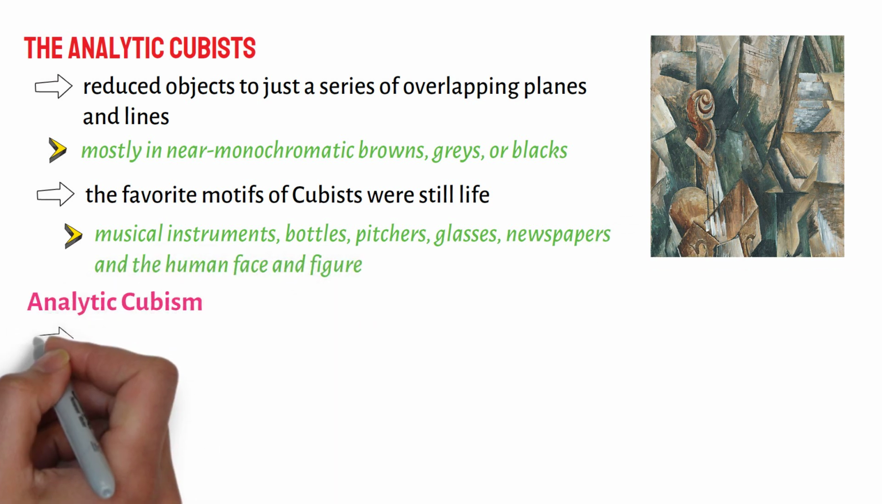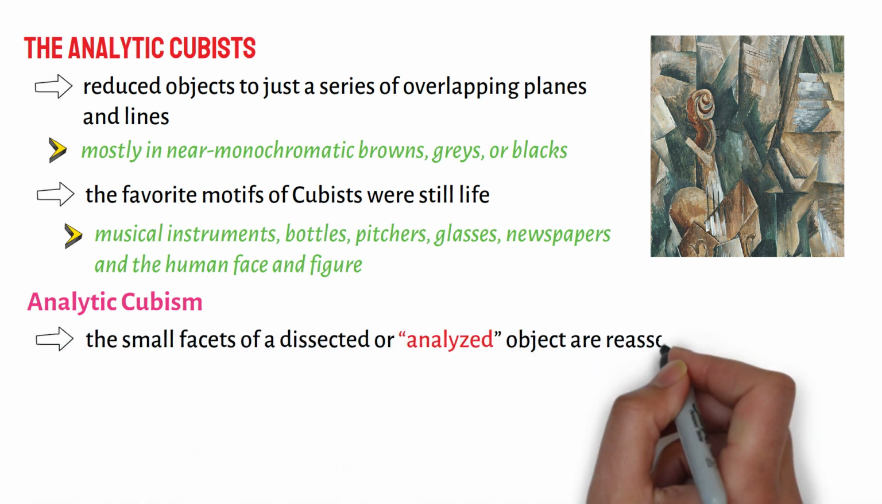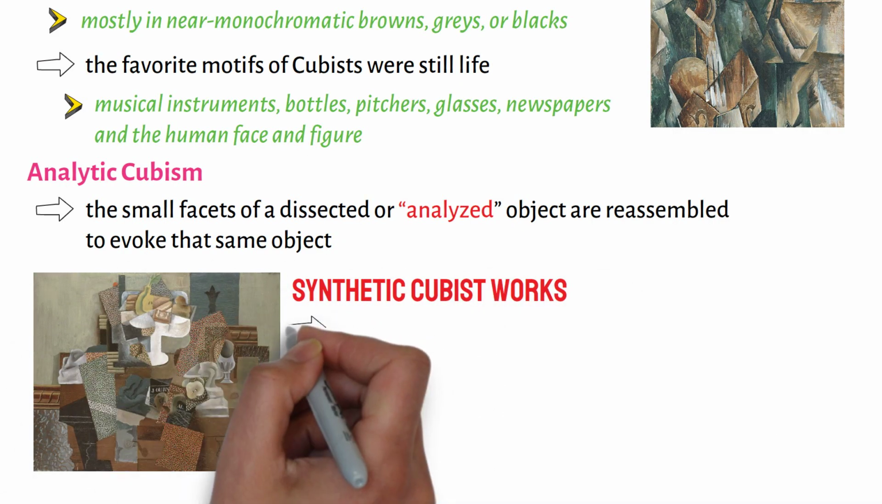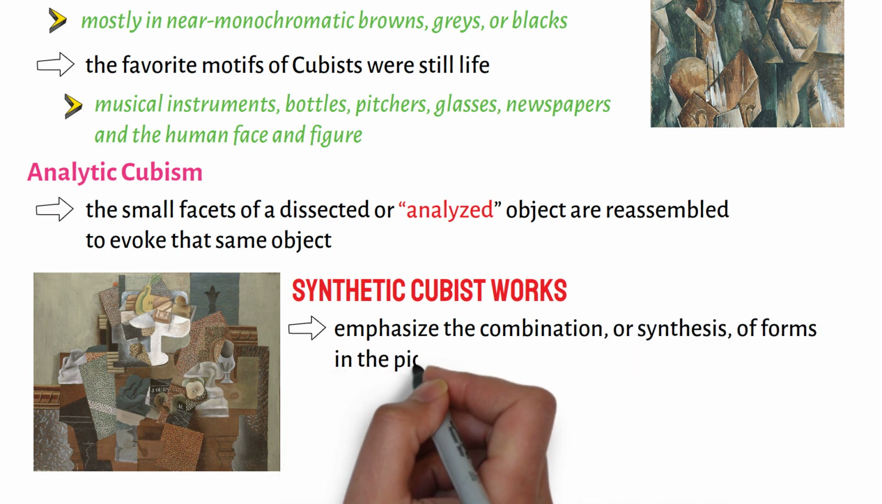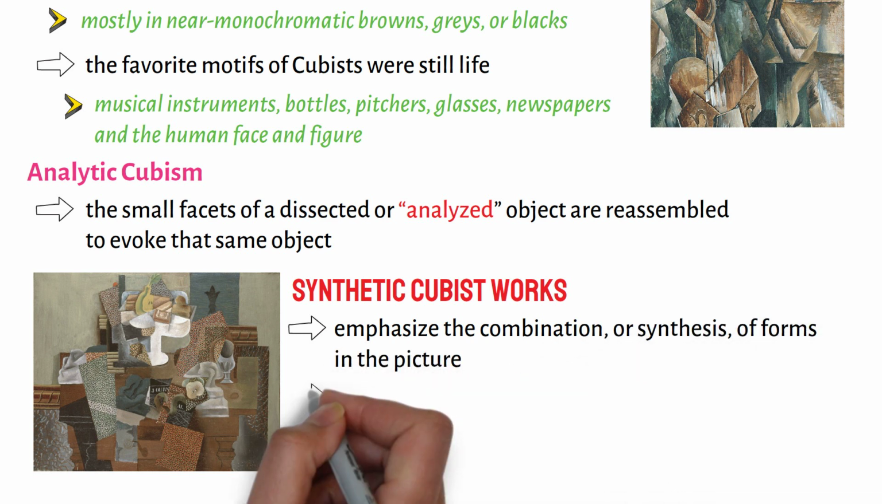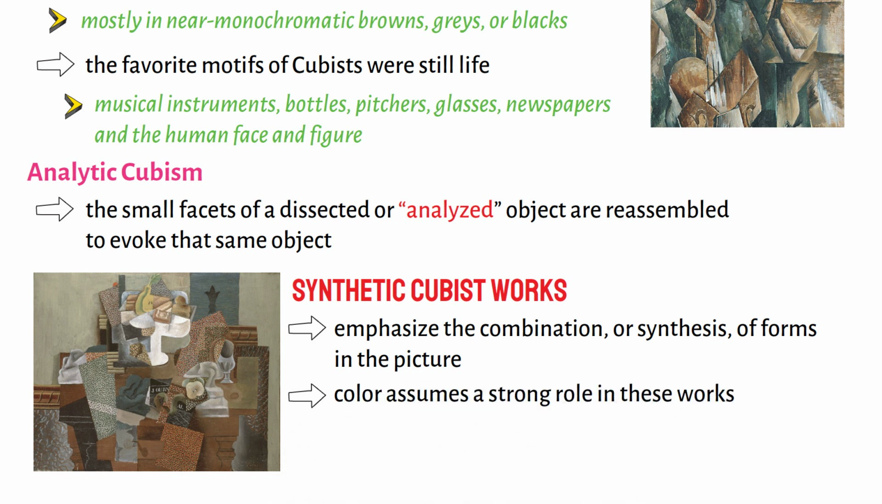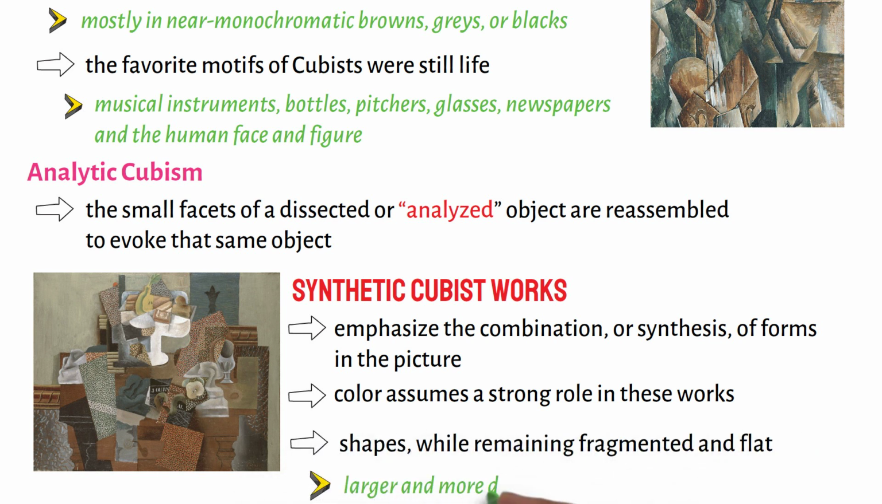Whereas in Analytic Cubism the small facets of a dissected or analyzed object are reassembled to evoke that same object, Synthetic Cubist works, on the other hand, emphasize the combination, or synthesis, of forms in the picture. Here, color assumes a strong role in these works. Also, shapes, while remaining fragmented and flat, are larger and more decorative.